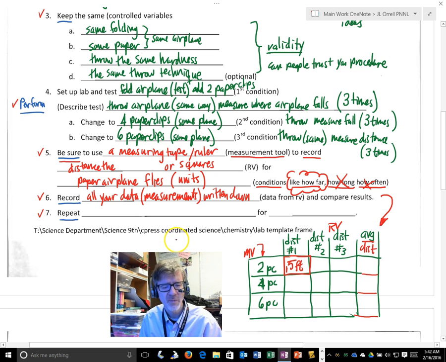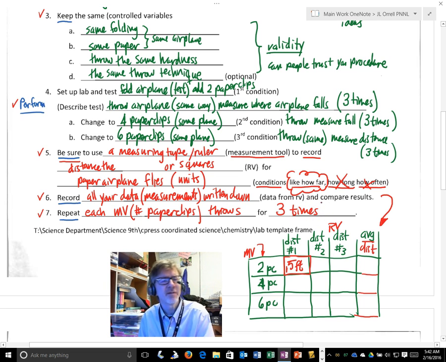All right, so you don't just do the experiment and don't write anything down. That doesn't help you. And you don't just do the experiment and not be careful about which number of paper clips was that distance, that throw, etc. So repeat each manipulated variable, so the number of paper clips, and your throws for each one for 3 times.